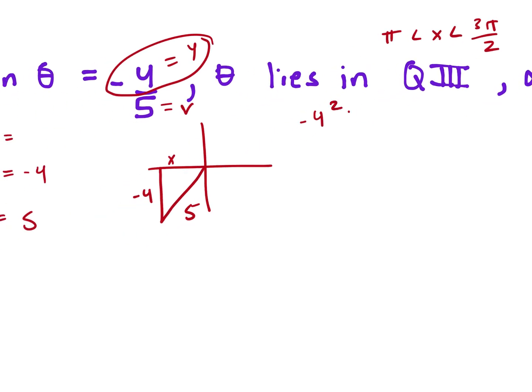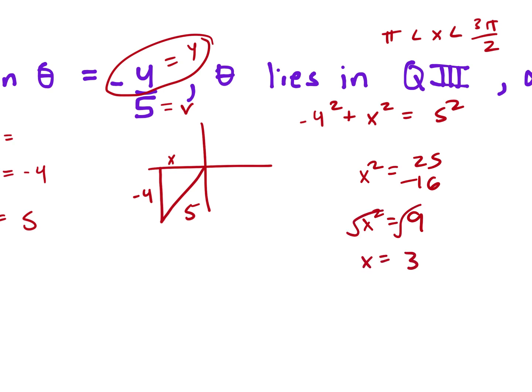So we have 4 squared plus x squared is equal to 5 squared. So this is 25 minus 16. So x squared is 9. X is equal to 3. Is it a positive 3 or a negative 3? How do we know it's a negative 3?